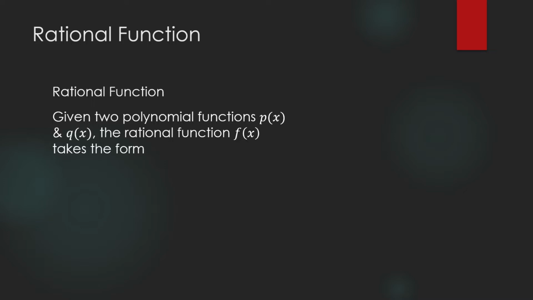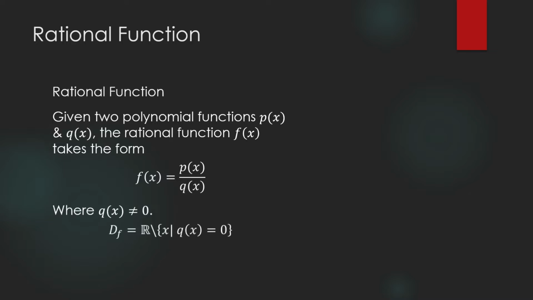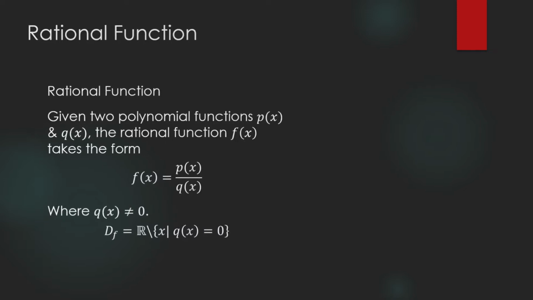Given two polynomial functions p of x and q of x, the rational function f of x takes this form. It is a ratio of two polynomial functions, where q of x is not equal to 0. So the domain of our function is the set of real numbers minus the set of x's where the denominator is equal to 0.